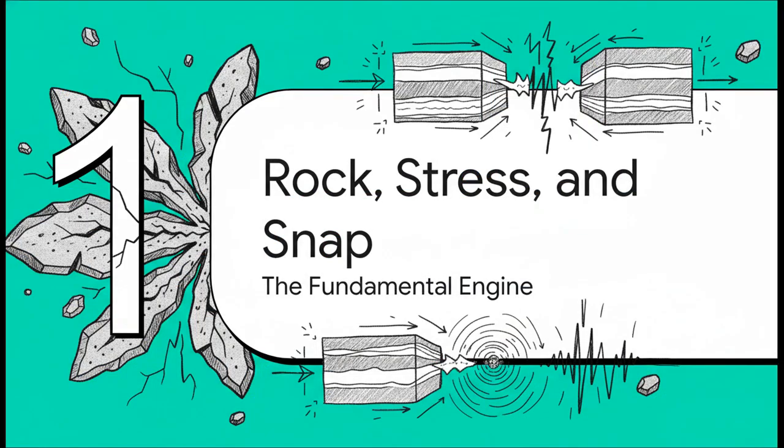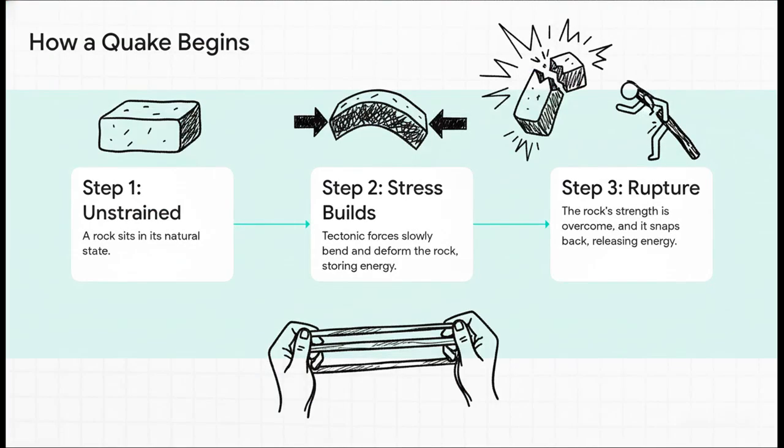Okay, let's kick things off at the absolute smallest scale. What happens to just one piece of rock when it's put under immense pressure? Turns out, this simple process is the fundamental engine behind every single earthquake. So the core idea here is that rocks aren't perfectly stiff. They're actually elastic, kind of like stretching a really, really thick rubber band.